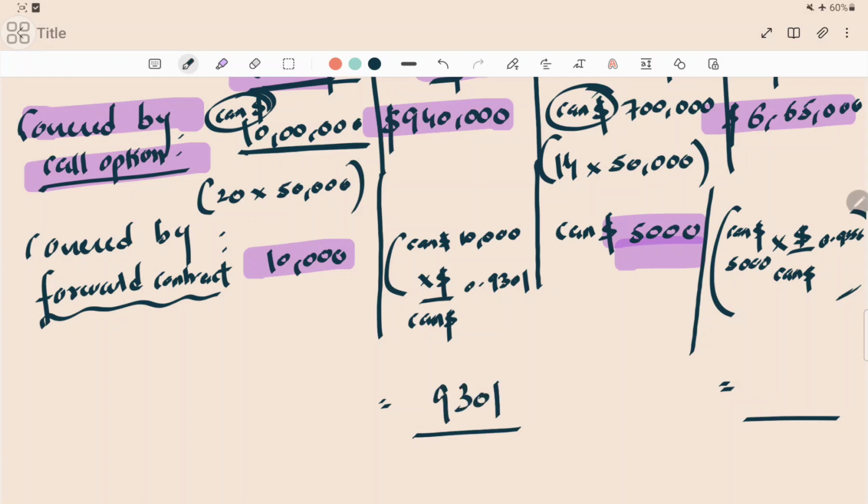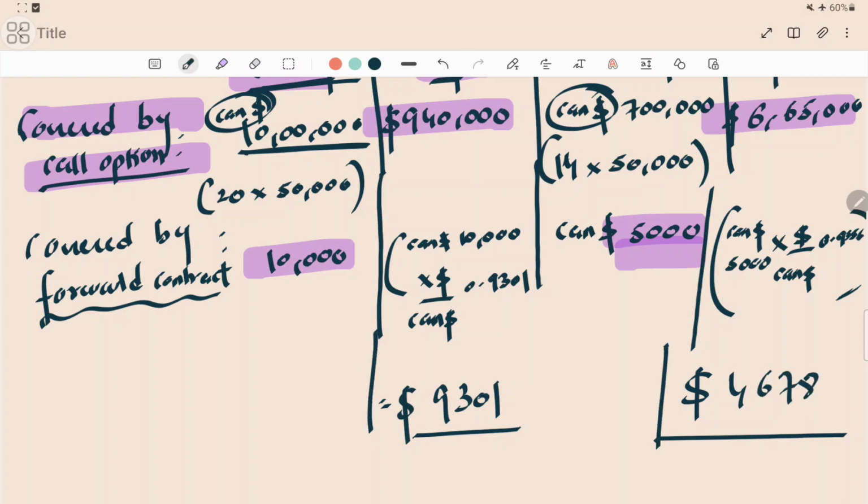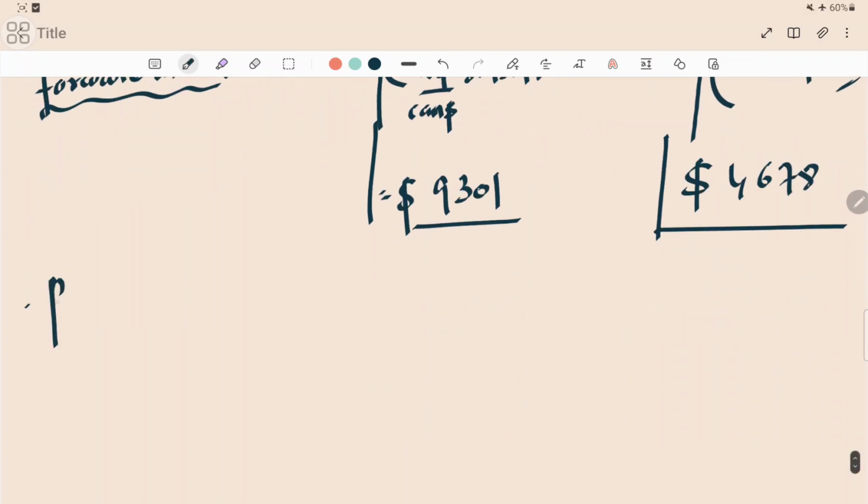This was simply done. Dollars, currency is important. Here I will not be able to fit in, so let me convert to dollar here. 5,000 into 0.9356 gives me $4,678. Okay, so now it's complete. Now I have everything in dollar except one more thing, premium.